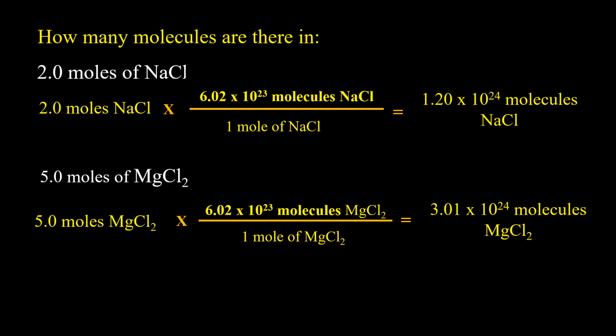Meaning, in 2 moles of sodium chloride, we have 1.2 times 10 raised to 24 molecules of it. And for the 5.0 moles of magnesium chloride, we have 3.01 times 10 raised to 24 molecules of magnesium chloride.